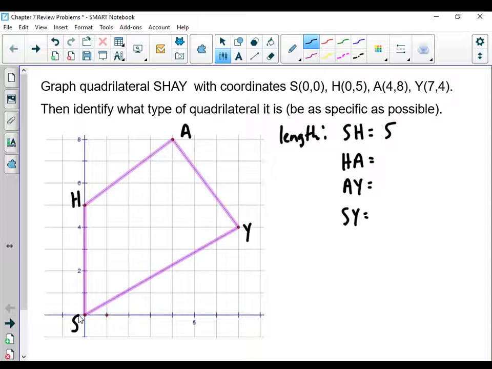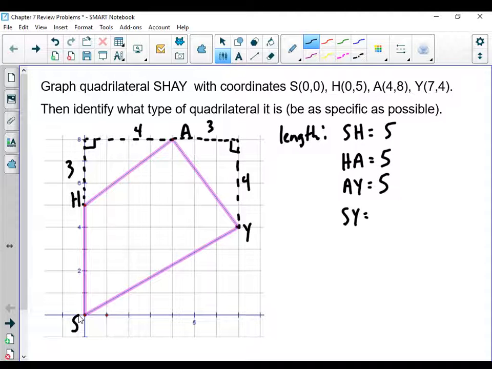From A to H, though, this is where we think about making a right triangle and doing the Pythagorean theorem to find that length. So this side is 3, this side is 4. If I do the Pythagorean theorem, 3 squared plus 4 squared, I can figure out how long AH is. In this case, it ends up being a 3, 4, 5 triangle, so HA is also 5. Then I'll do the same thing for AY. This side is 3, this side is 4, so it turns out AY is also 5.